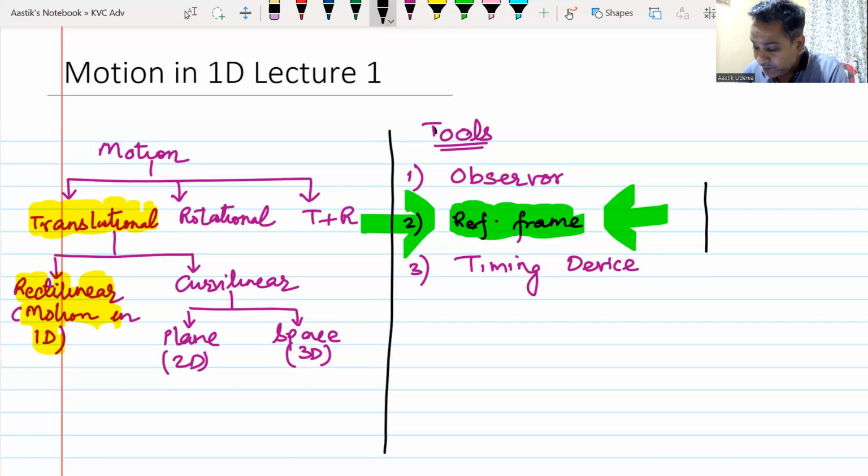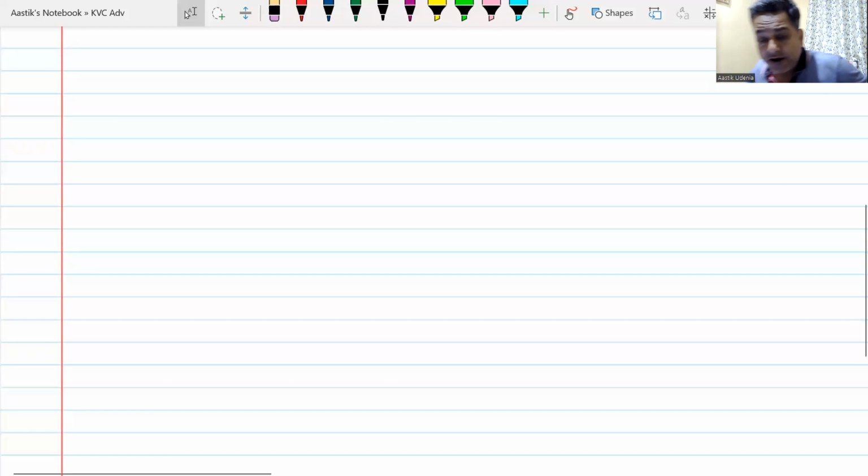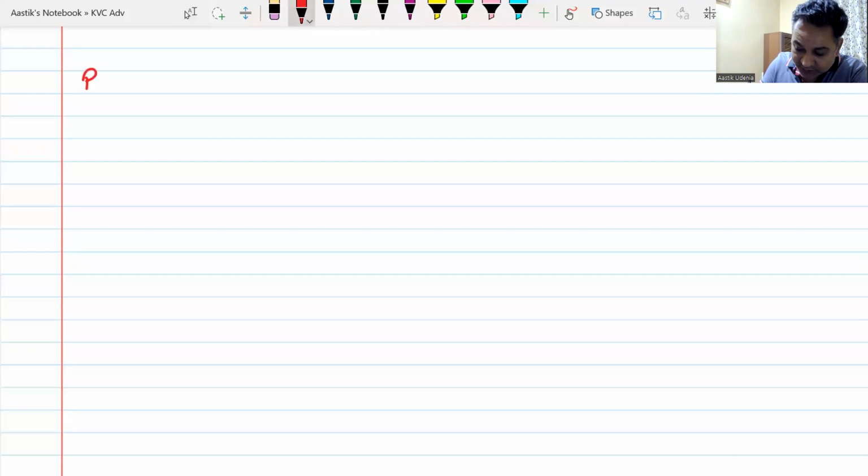Whenever we talk about a reference frame, we must have X, Y, and Z axes, and we must have an origin for the reference frame. Depending on your reference frame, your origin, your X and Y axes, you can understand where the particle is. Yes or no? Yes, sir. Okay, so these are the tools we require. Now the next thing that we may require is something known as position vector. Do you know what is a position vector?